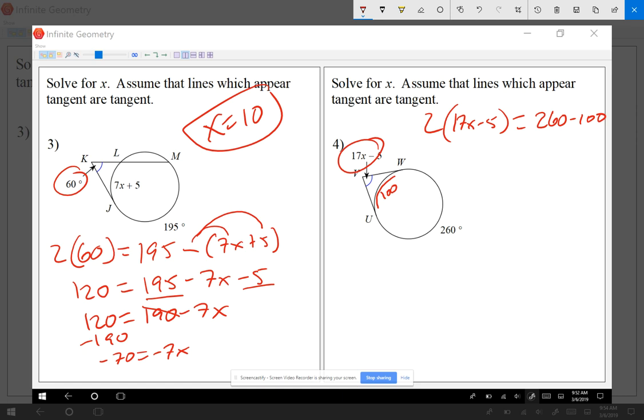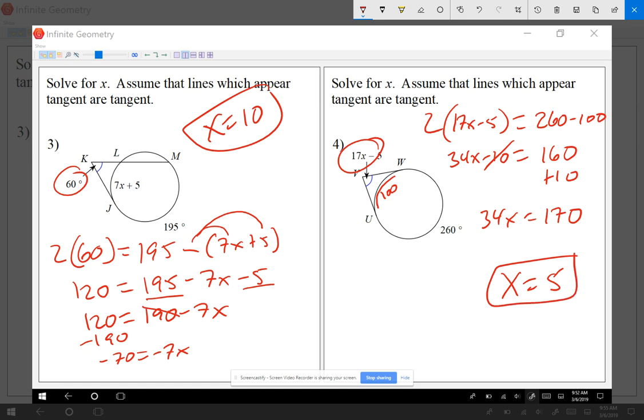I'm subtracting the two arcs. On the left side, let me get rid of parentheses. 34x minus 10 equals 160. Right? 260 minus 100 gave me 160. To get the x by itself, let me add 10. So 34x equals 170. Divide both sides by 34. And you should get that x is equal to 5.